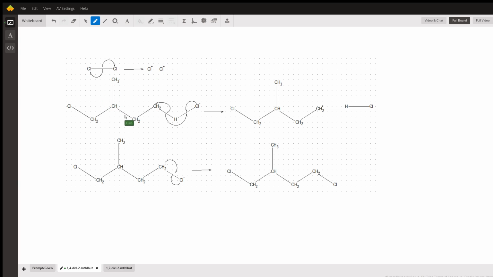Usually it's everything's neutral, goes to everything radical. In propagation, if you had one radical to start with, you'll have one radical to end with. You won't go up in radicals, you won't go down in radicals in a propagation step. And termination, as the name implies, all radicals go away. If you have a whole bunch of radicals on this side, you'll terminate them all, come to the end. So this is to create the 1,4-dichloro-2-methylbutane.